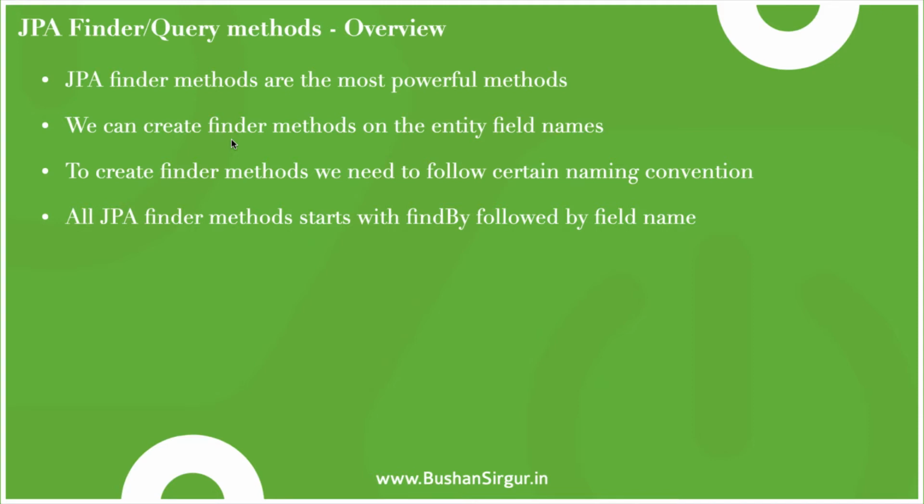That's awesome. So we can create finder methods on the entity field names. In our typical Java application, we have a JPA entity which is mapped to the database table and it contains the field names. So we can create the finder methods on the field names. To create the finder methods, we need to follow a certain naming convention which is documented by the Spring Data JPA team.